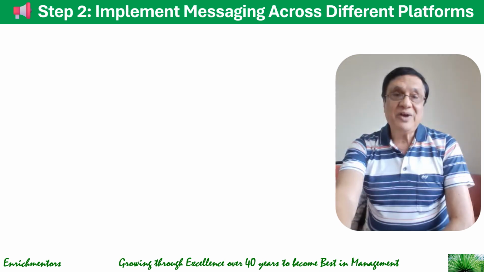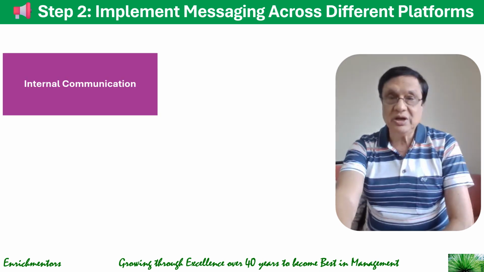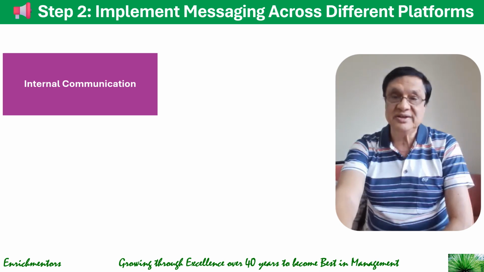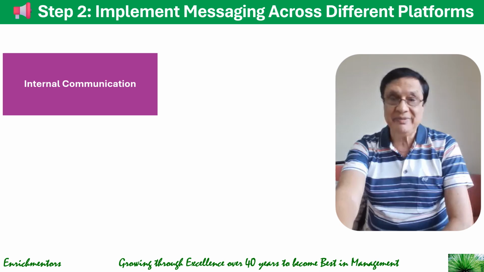So after having defined these principles, as we have done, let's take a look at the second step, which is to implement the message across different platforms. So different stakeholders require tailored messages, while keeping the core principle intact. And there are two kinds of communication. One, as you're seeing, is the internal communication to employees and leadership, and what are the different platforms, the ways you can implement the message, send the message.